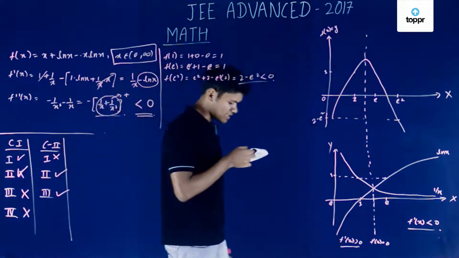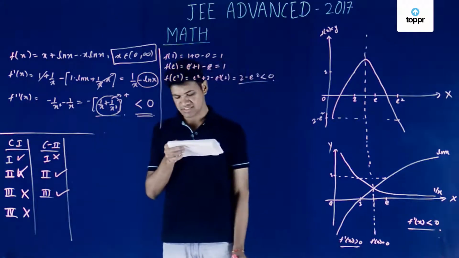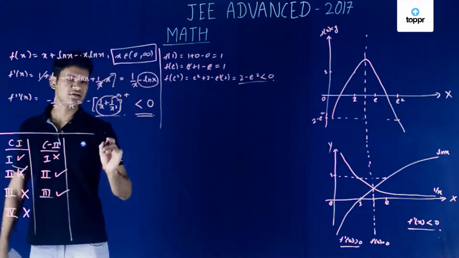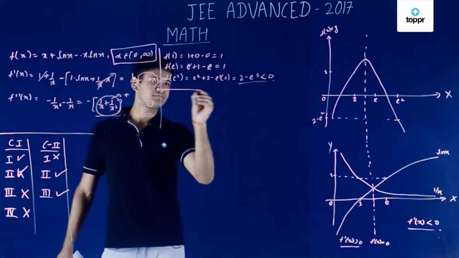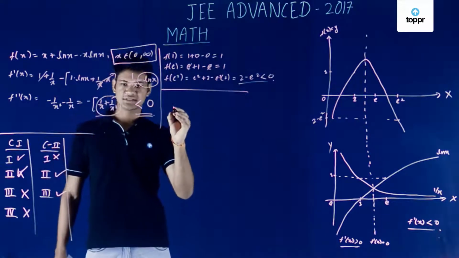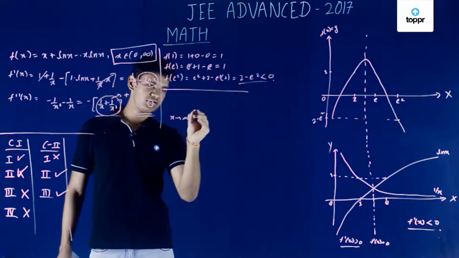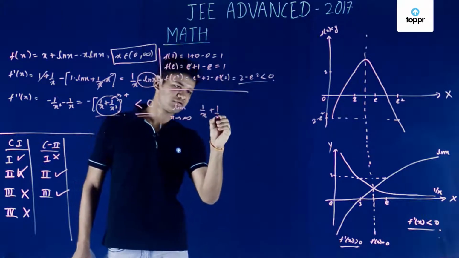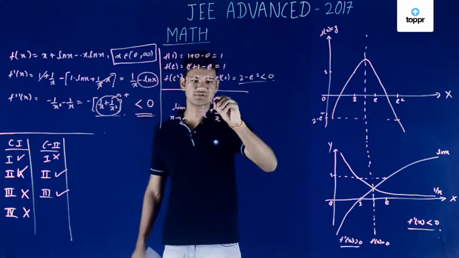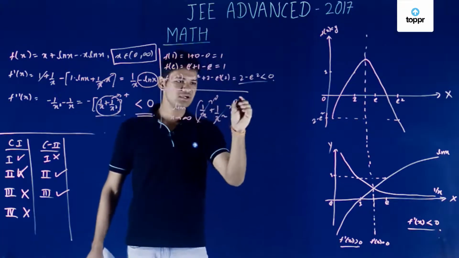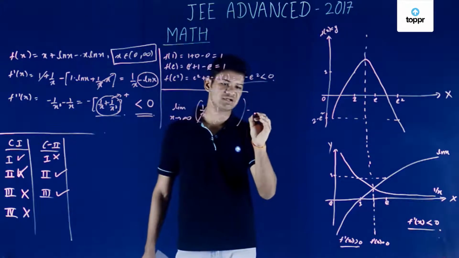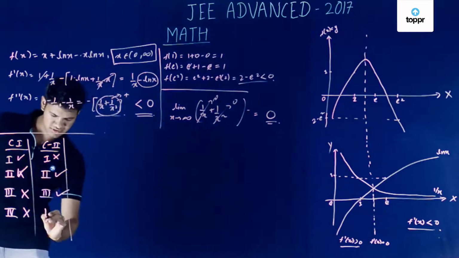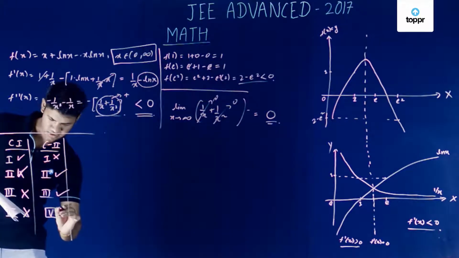Fourth, limit of f double dash x for x tending to infinity is equal to 0. F double dash x for x tending to infinity. When x tends to infinity, 1 upon x plus 1 upon x square. What happens to these functions? This obviously goes to 0 and this also obviously goes to 0. Multiplied by any sign, even negative, it will tend to 0. So yeah, the fourth option is also correct.